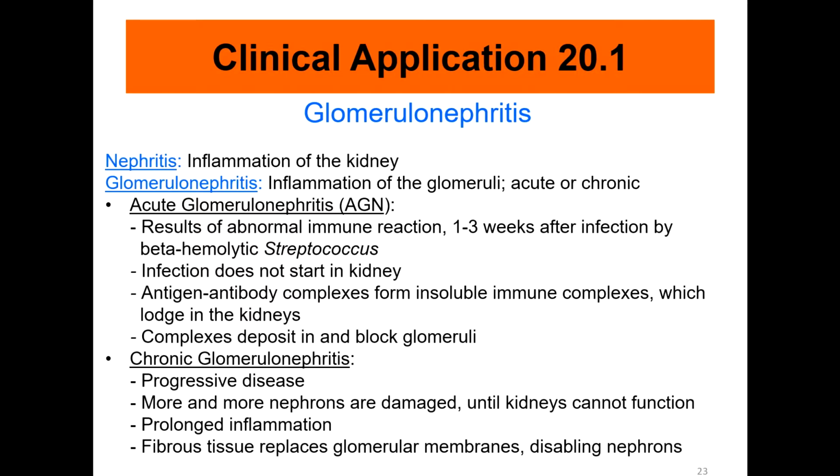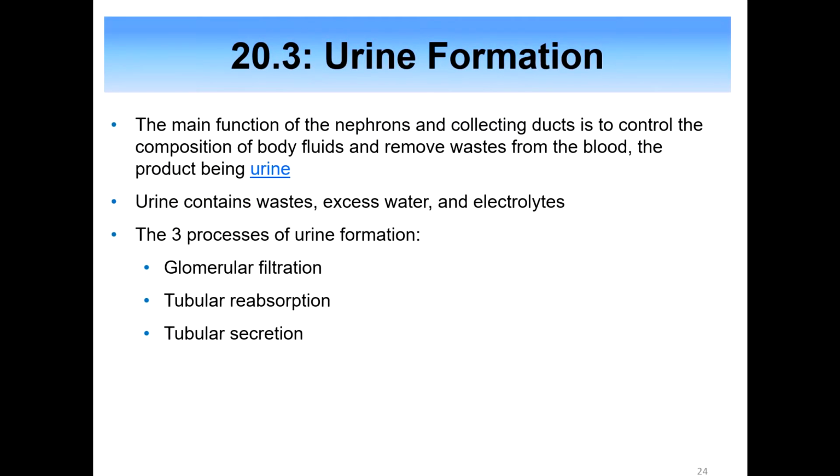In chronic glomerulonephritis, we see this as a progressive disease where more and more nephrons get damaged over time until the kidneys cannot function. You'll see prolonged inflammation in this case, and then fibrous tissue is going to replace the glomerular membranes, basically the capsules, and then disable the nephrons. Not the capsules, sorry, the endothelium of the glomerulus, making them non-functional.